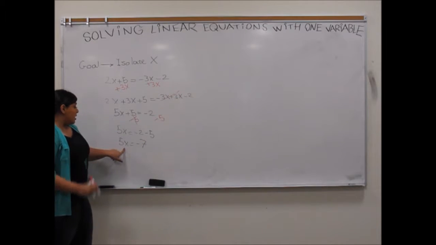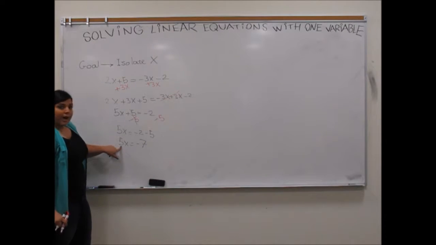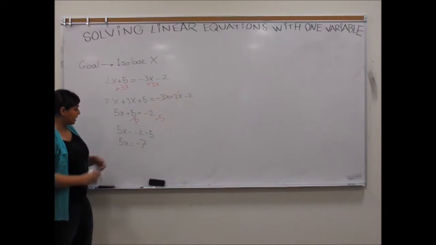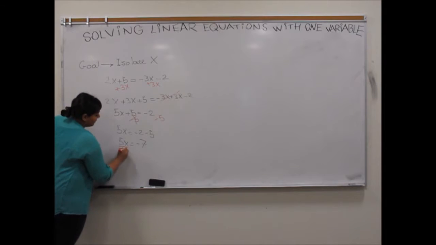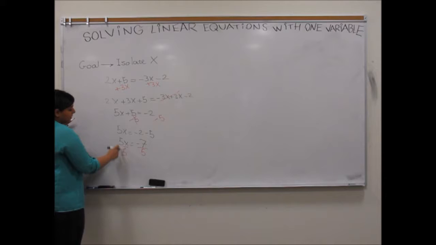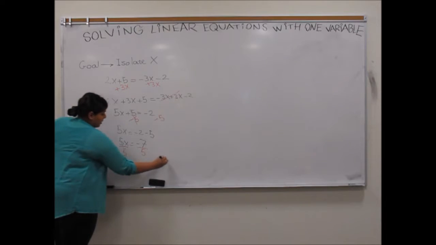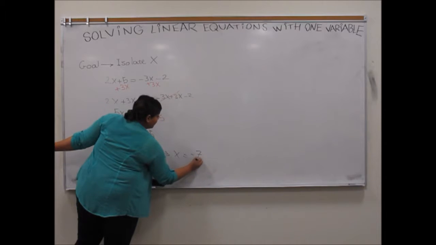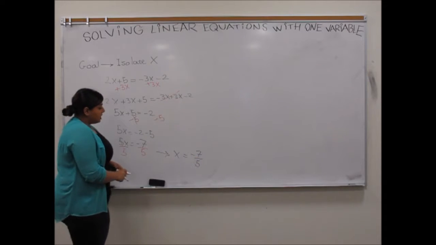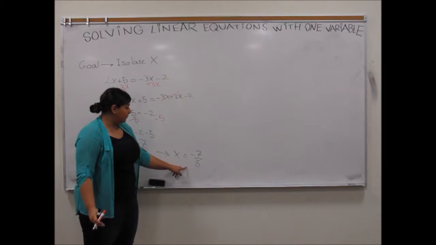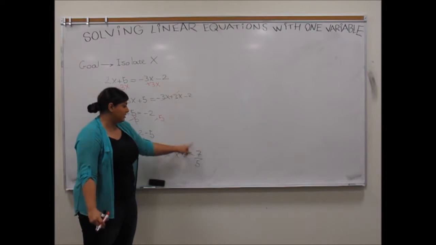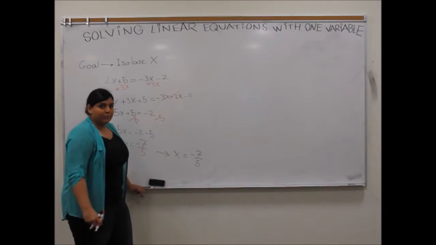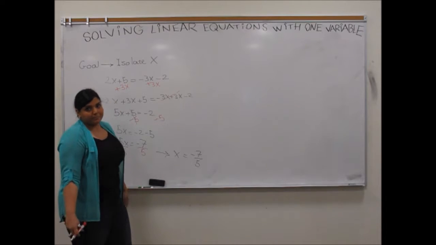Now, notice that this 5 is being multiplied by x. So in order to get rid of that, I'm going to divide both sides by a 5. So this will cancel each other out. So x is negative 7 over 5. Then I'm going to check to see if I can simplify this even more, but this is not going to simplify more. So that's it for this one.